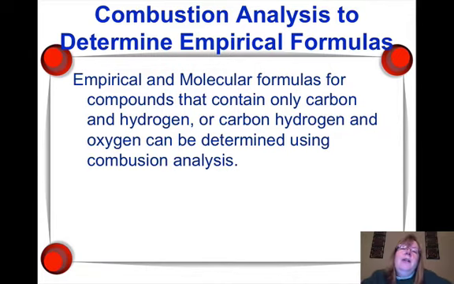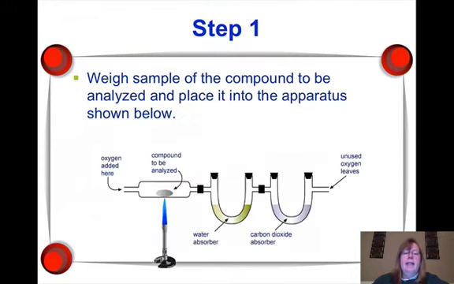Hi, we're going to learn a new way to determine an empirical formula of a hydrocarbon. A hydrocarbon is something that contains hydrogen and carbon, and may also have oxygen in it and, in some cases, nitrogen. This is called combustion analysis to determine the empirical formula. So let's go ahead and see what we do.